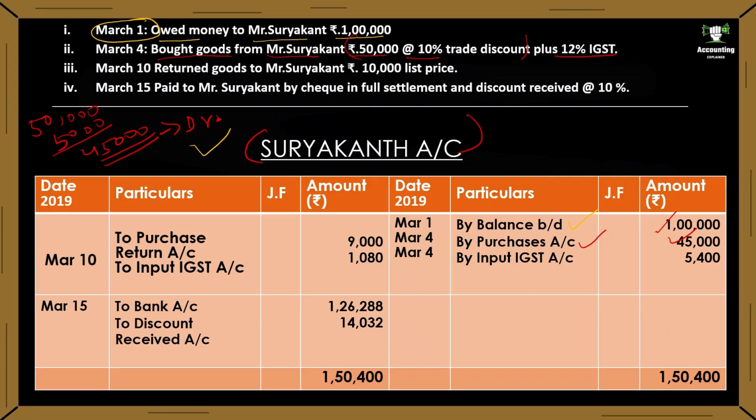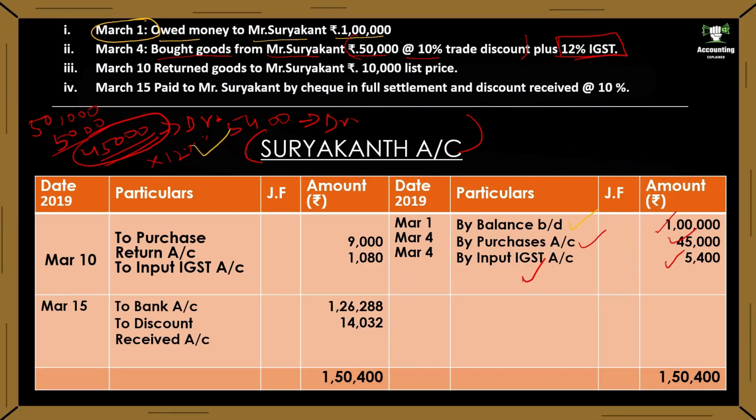Next, there is a 12% of IGST. So IGST will be on 45,000 into 12%, it is 5,400. Again, IGST is an expense. It will be debited in the journal. So in the ledger, it will be credited by input IGST 5,400. This is purchases. So it will be input IGST.